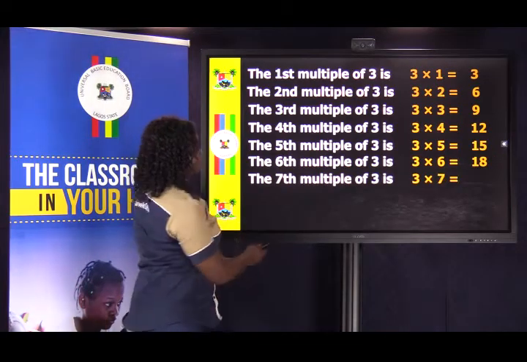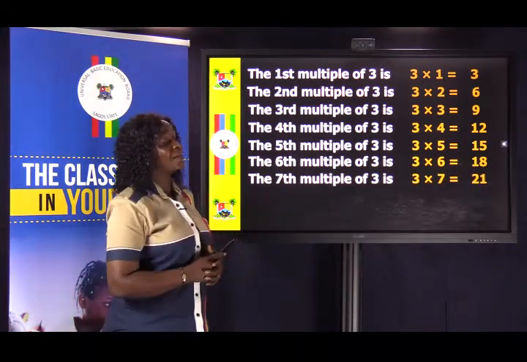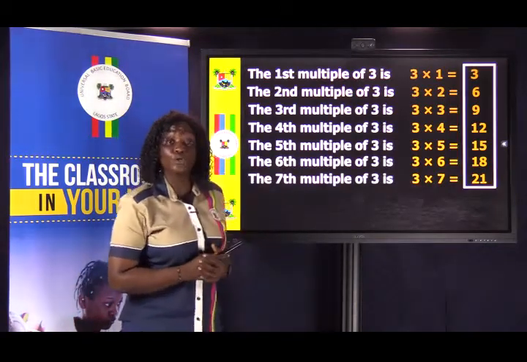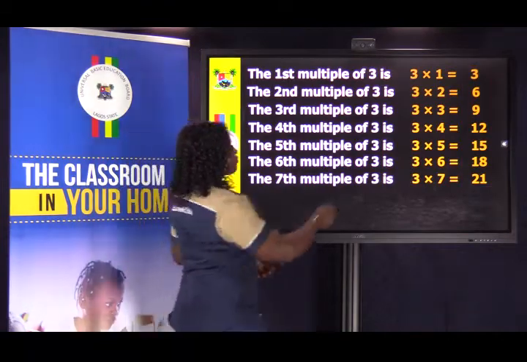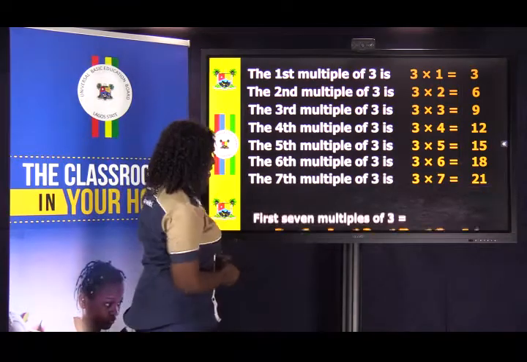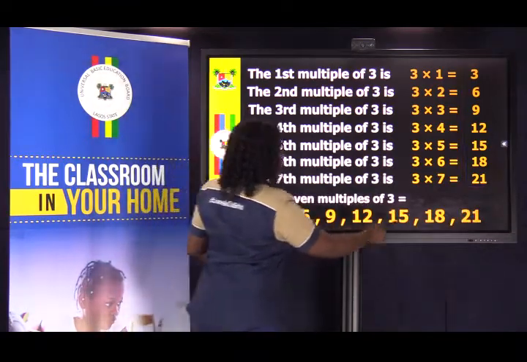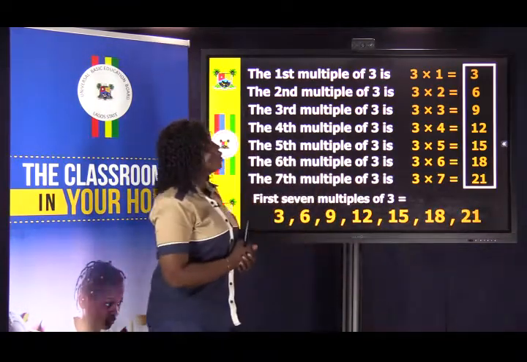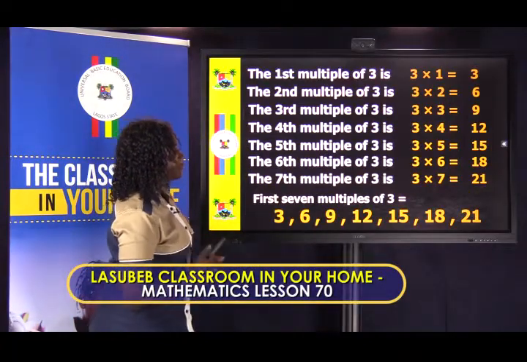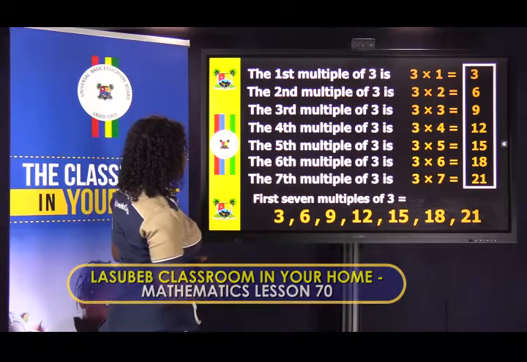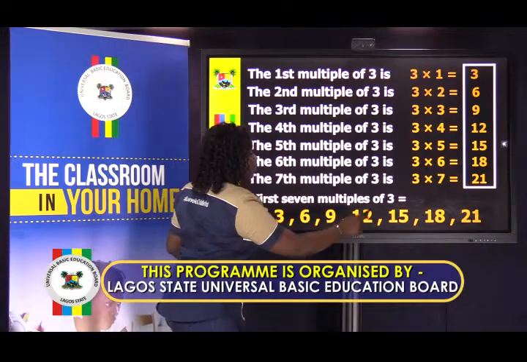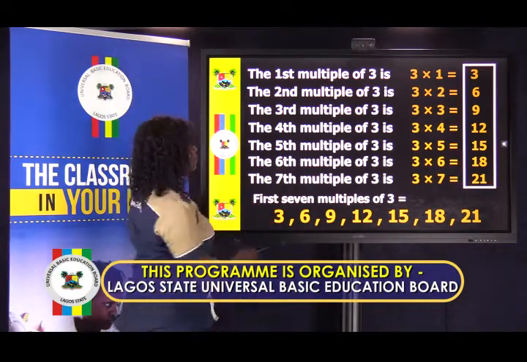3 times 7, 21. Remember, I told you you should know your multiplication table from 1 to 12. So you don't need to write out all this if you know the multiplication table by heart. All I need is 3, 6, 9, 12, 15, 18, 21. The result of multiplying 3 by 1, 3 by 2, 3 by 3, 3 by 4, by 5, by 6, and by 7. Yes, so the result or the product are 3, 6, 9, 12, 15, 18, and 21.